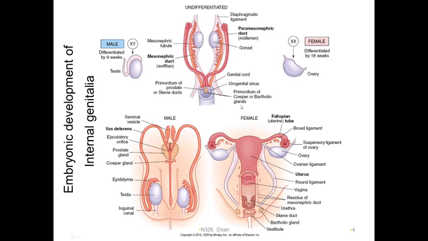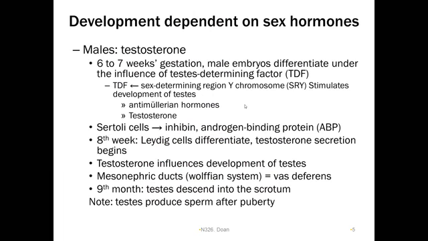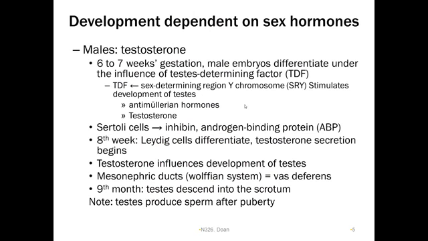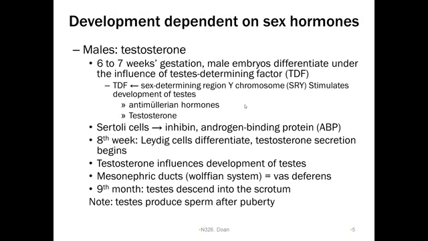And here you see the primordium of the prostate or the Skene ducts, and the pair of primordium of Cowper or Bartholin glands. Between 6 and 7 weeks of gestation, the male embryo will differentiate under the influence of testis determining factor, TDF, which is a protein expressed by a gene in the sex determining region on the Y chromosome, SRY. SRY stimulates the development of the testis, which in turn produces anti-Mullerian hormone, AMH, and testosterone. Now, AMH inhibits the formation of Mullerian ducts.